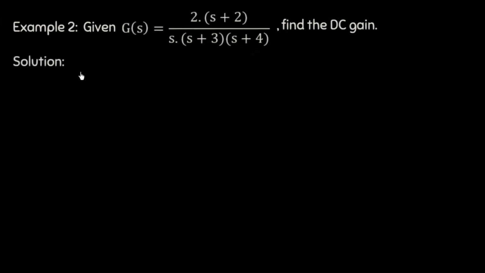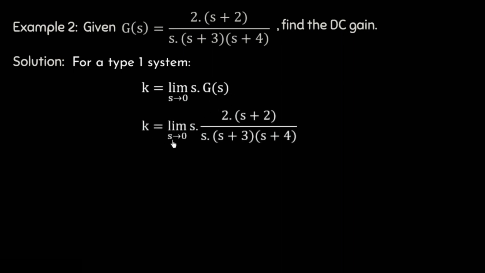So moving on to the solution, for a type 1 system, the DC gain k is equal to the limit s tending to 0 of s multiplied with G(s). So if we substitute the value of G(s) in this expression, we will have k equal to limit s tending to 0 of s multiplied with 2 multiplied with (s plus 2) over s multiplied with (s plus 3) multiplied with (s plus 4). Now in this case, this s and this s will get cancelled, and then when we substitute the limit s tending to 0, we will have 4 over 12, and we can find the value of k equal to 1 over 3, which is equal to 0.33. We will understand the significance of this expression in chapter number 3, that is in the time response analysis. As of now, you can take this as a formula to find out the DC gain of a type 1 system.